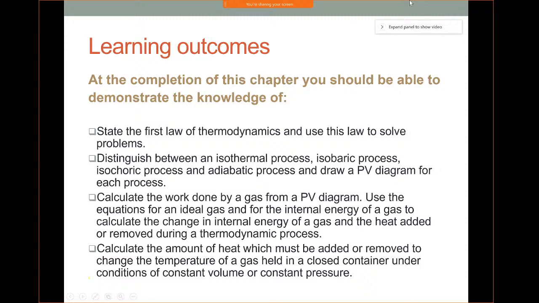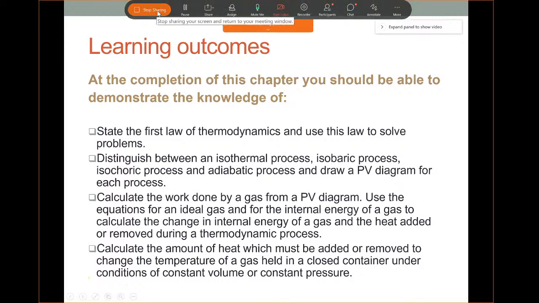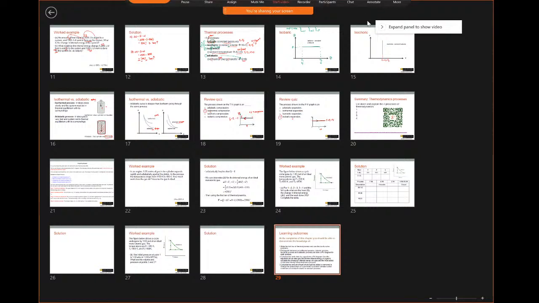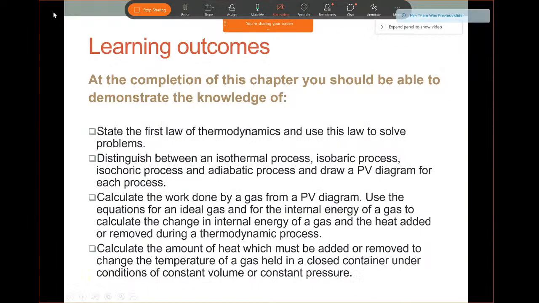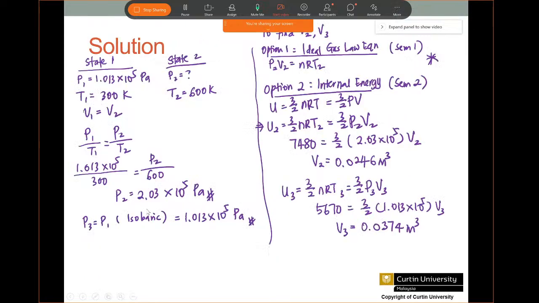If no, then I will give you a short Kahoot session, just to test your understanding. Previous slide. This one. Is it?